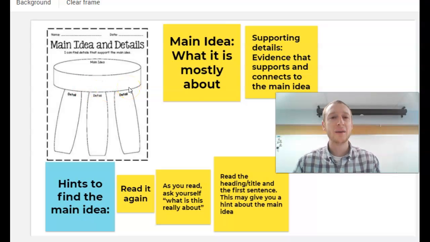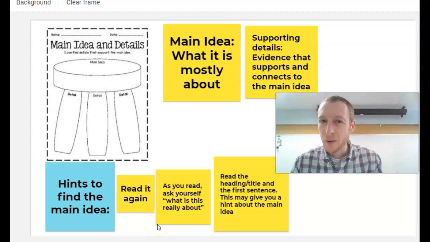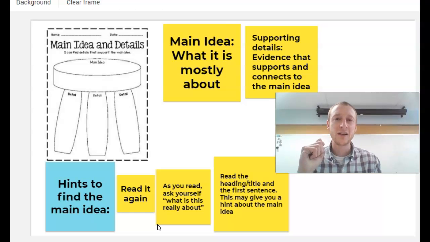All right. So how do we find the main idea? Well, here's a couple hints. First of all, if you read the paragraph or the article and you have no idea what the main idea is, the first thing you should probably do is read it again. Okay? As you're reading, make sure you're constantly asking yourself, what is this really about? What is this mostly about, right? There's going to be lots of little details that are kind of not connected, but what is it mostly about?